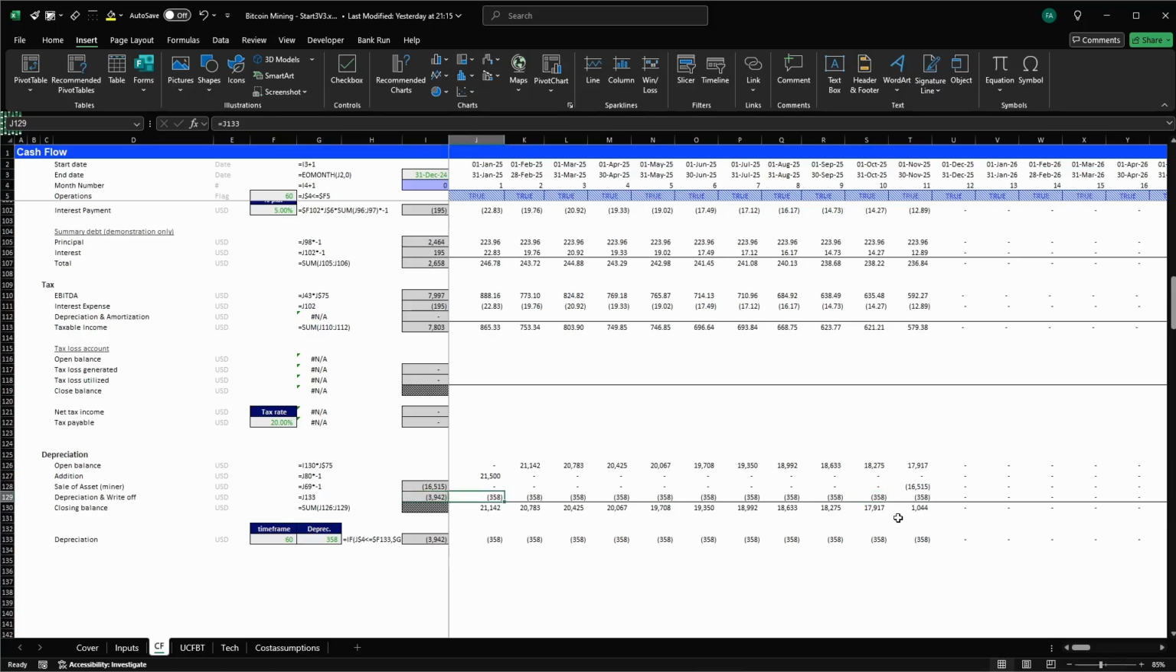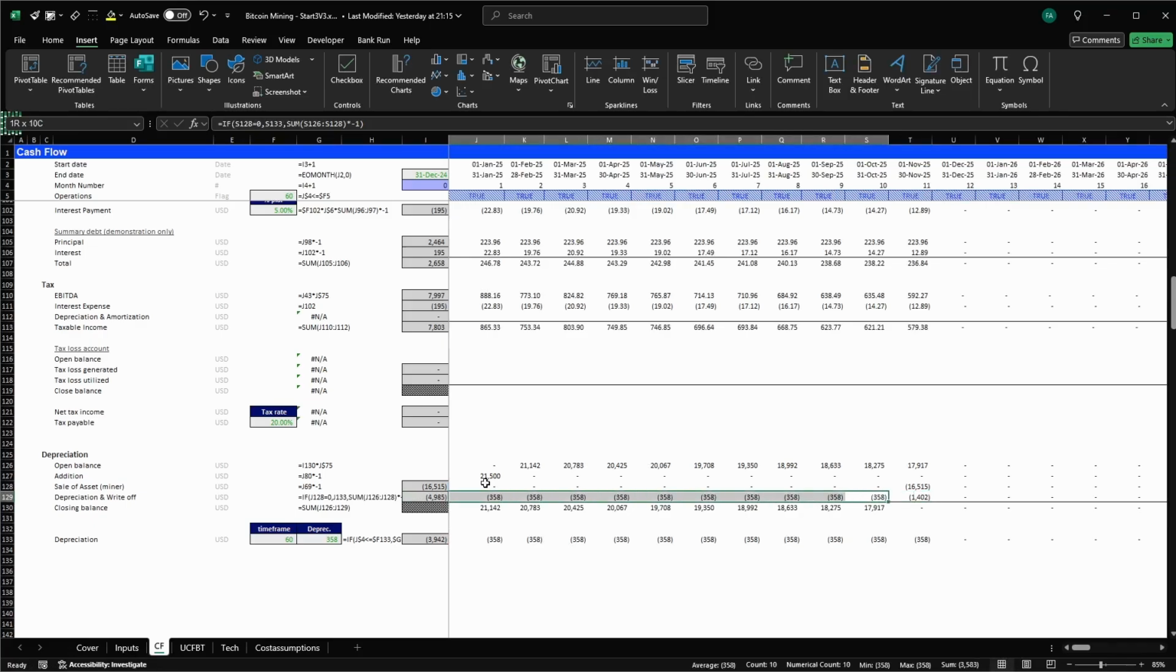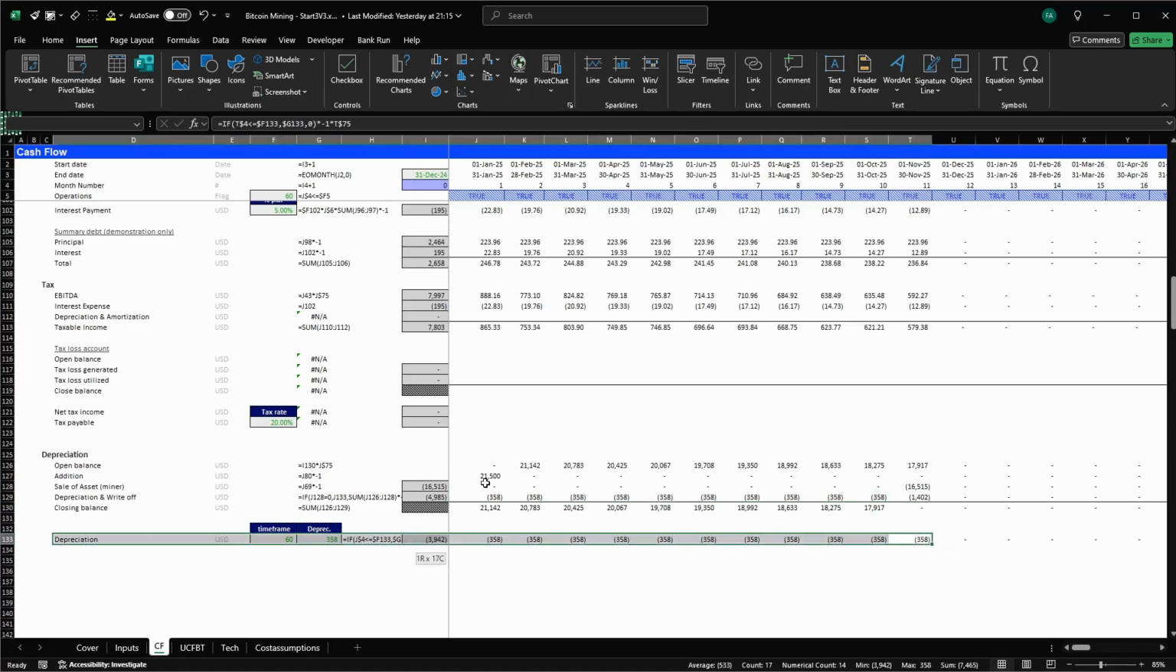So let me do it here. It's going to be: if this equals zero, then we're going to grab the number below. Otherwise, we're going to get the sum of everything multiplied by -1. Let me see if this is correct. So let's copy and paste across, and it is correct, right? So basically we're grabbing the number below here because we are depreciating the asset.